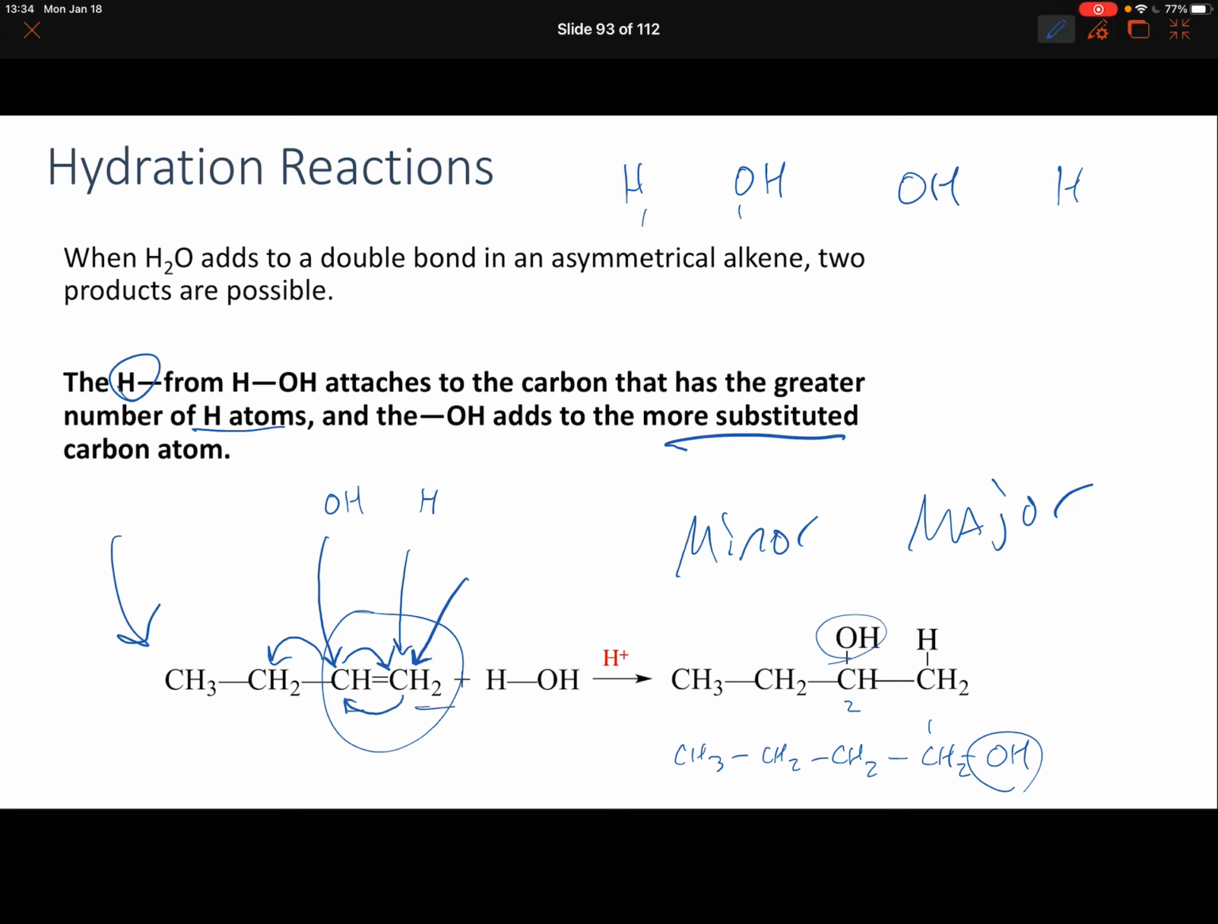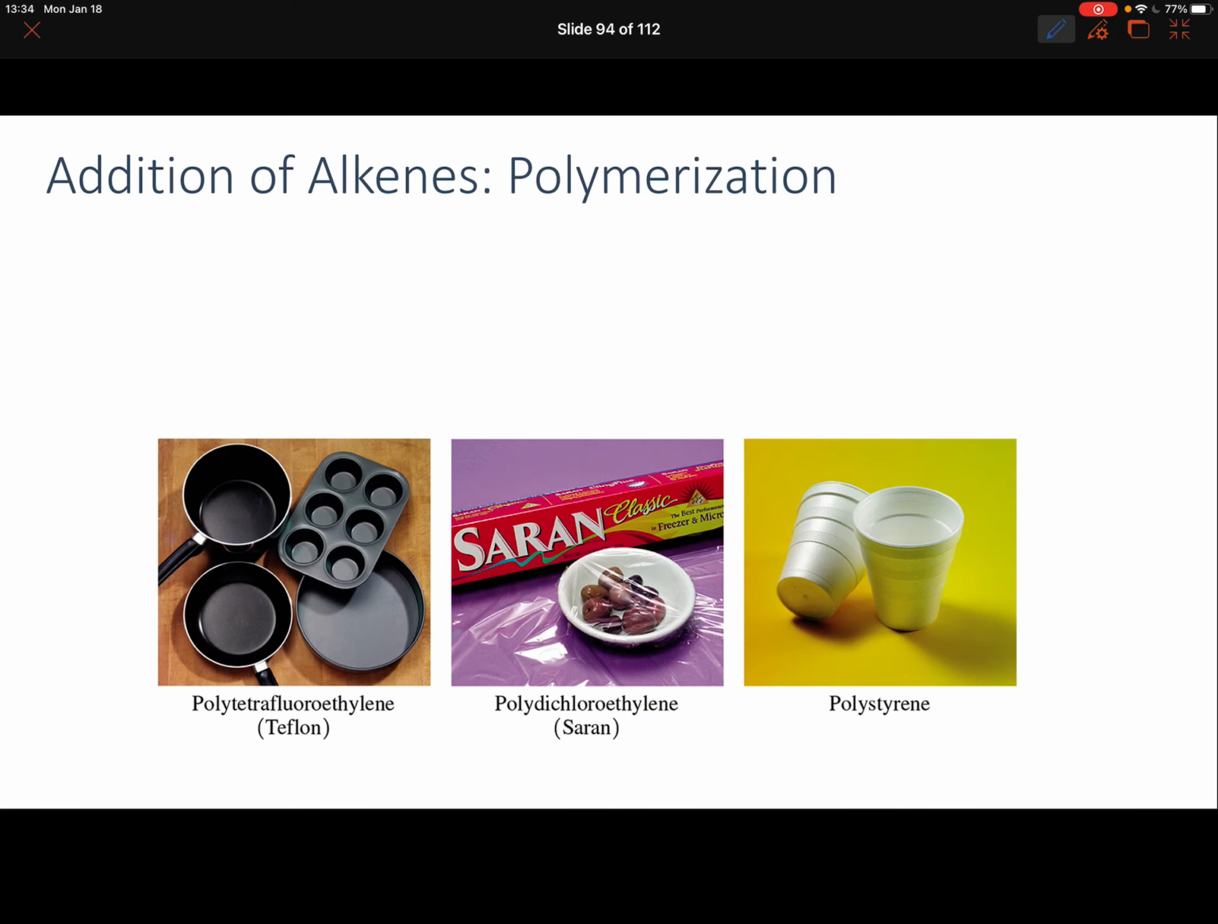Sometimes the major product is 75% versus 25%. Sometimes it's 90% versus 10%. Sometimes they're 50-50 products, okay? But in this case, Markovnikov addition does usually favor the major product here of the OH on that other, least hydrogen carbon. Okay.